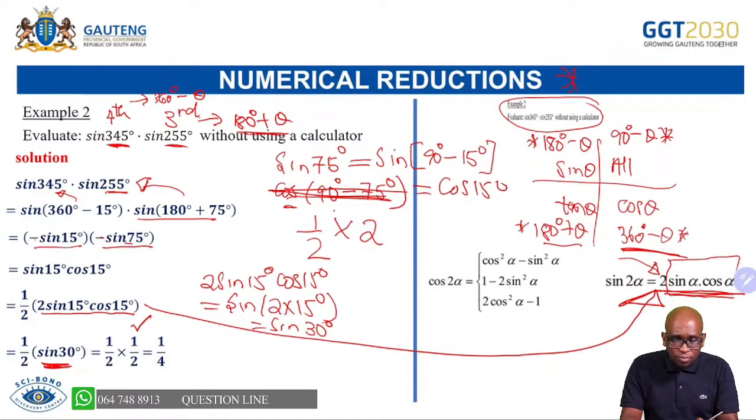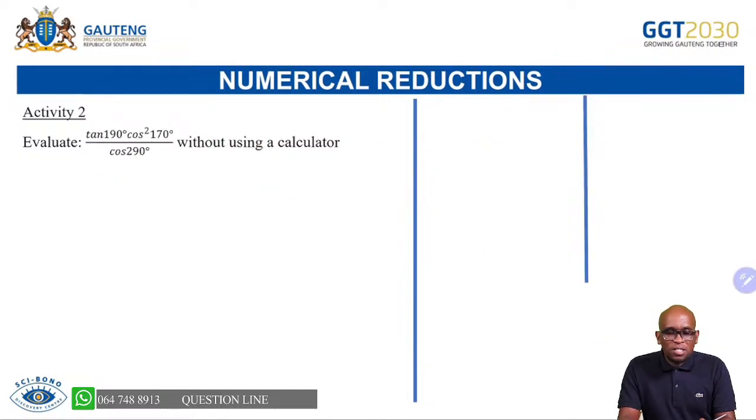Right, let us move on now. We have an activity where you need to apply your knowledge of numerical reductions. I am going to give you 4 minutes, or let me make it 5 minutes, for this particular problem. Please work on it as quickly and as best as you can. Your 5 minutes start now.